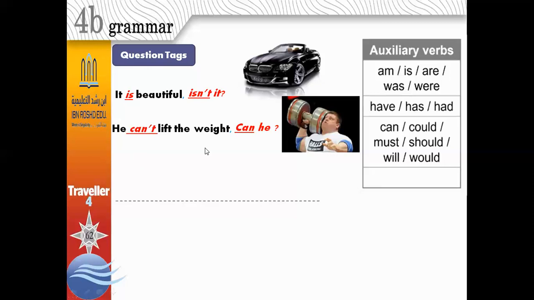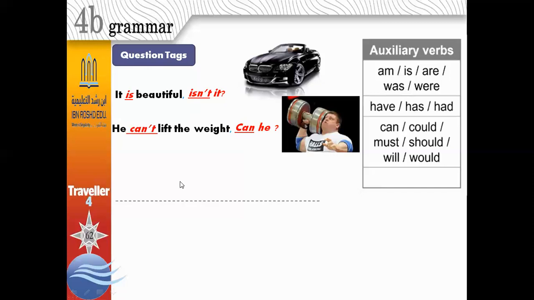To make the question tag, you need to use the same auxiliary verb, and if it is affirmative, in sentence 1, is, you need to make it negative. Is, isn't. But in sentence 2, if it is negative, can't, you need to make it affirmative, can. It's the auxiliary verb before a noun, not after it. So the auxiliary verb, can he, isn't it.